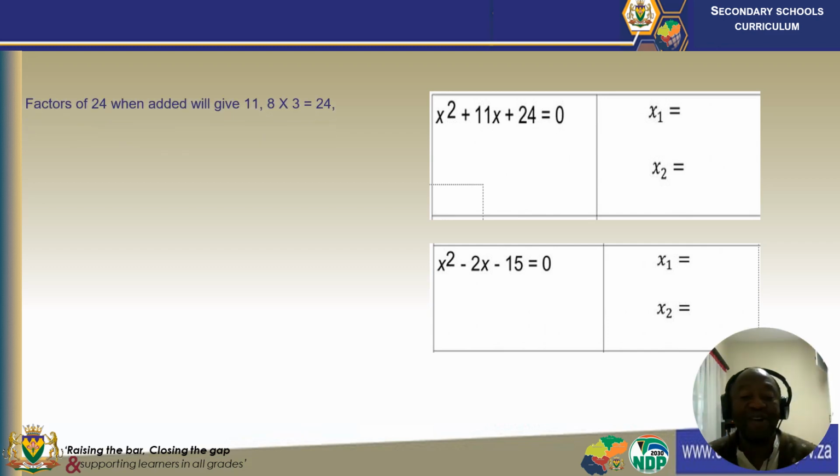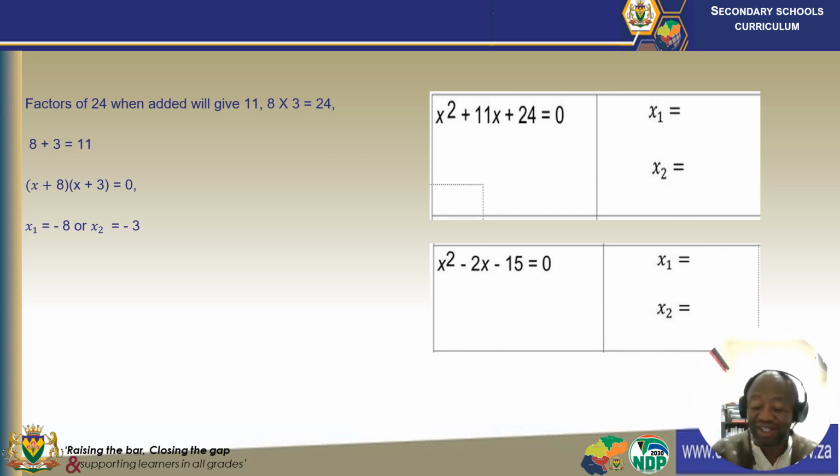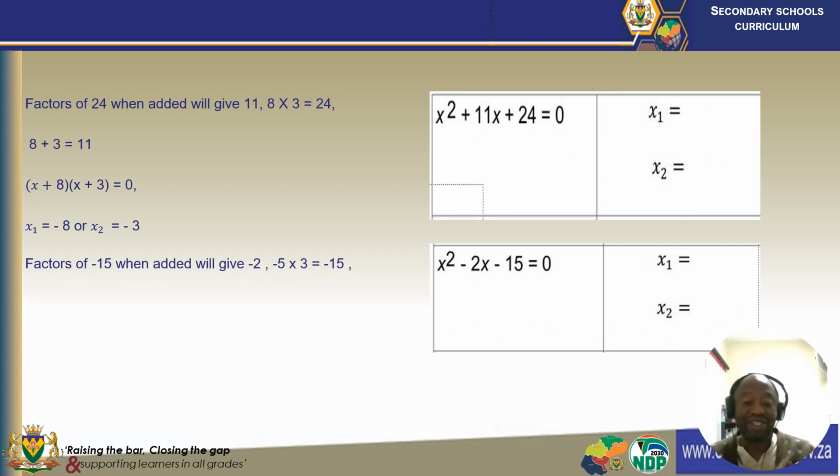Therefore, the factors of 24 that give 11 are 8 and 3. When you multiply them, you get 24. When you add them, you get 11. Hence, you say x plus 8 into x plus 3. In solving, your first x value equals minus 8, and your second x value equals minus 3.